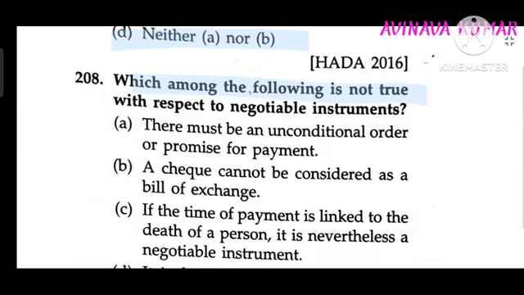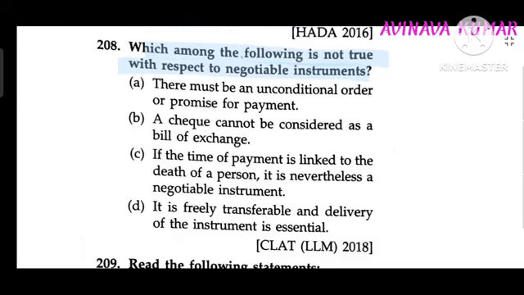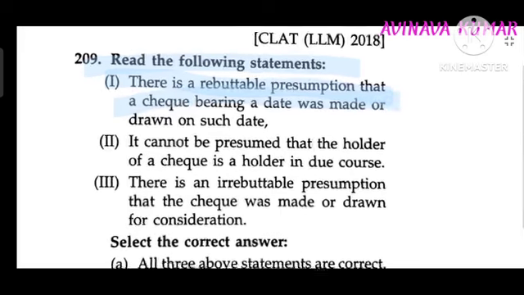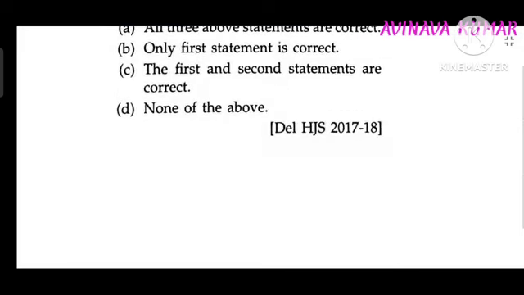Which one of the following is not true with respect to negotiable instrument? A check cannot be considered as a bill of exchange. Read the following statement. There is a rebuttable presumption that a check bearing a date was made or drawn on such date. This one is only right.